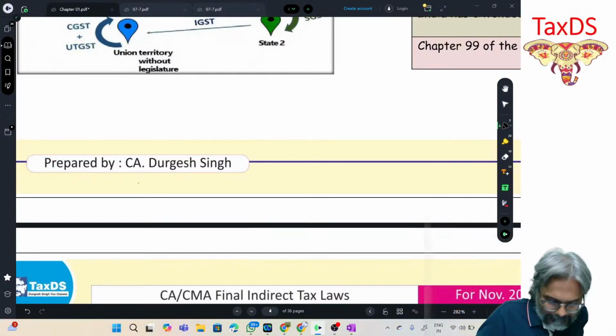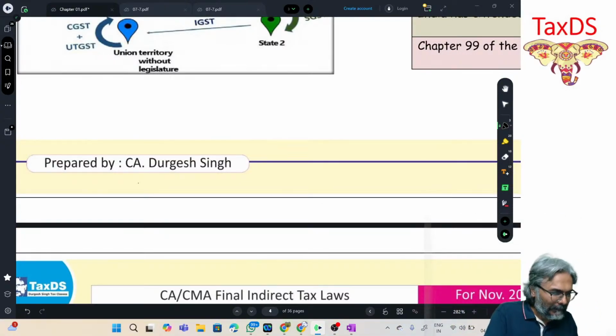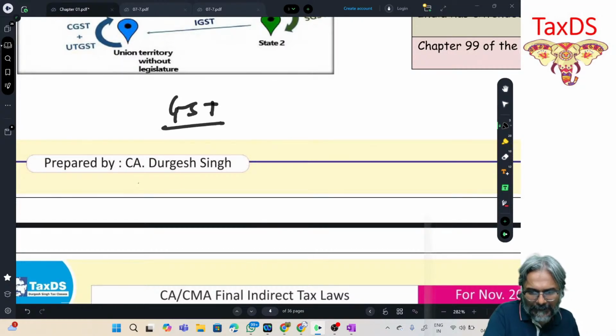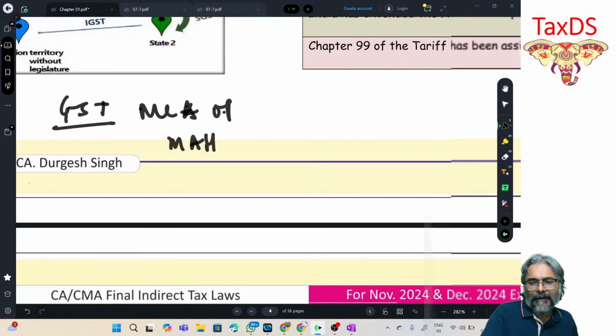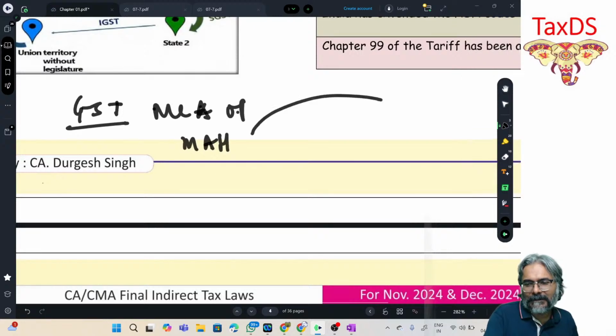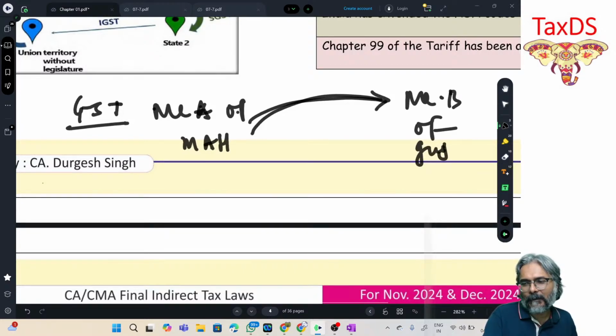Students, in the entire GST law, just tell me one thing. There is Mr. A of Maharashtra. He is supplying the goods. There are two supplies that he has made. The first supply is to Mr. B of Gujarat. This is supply number 1.